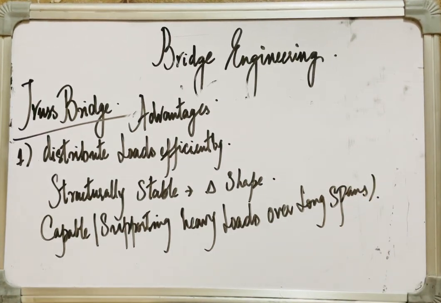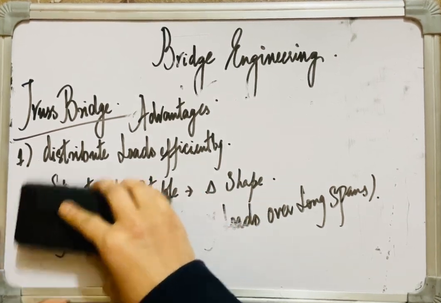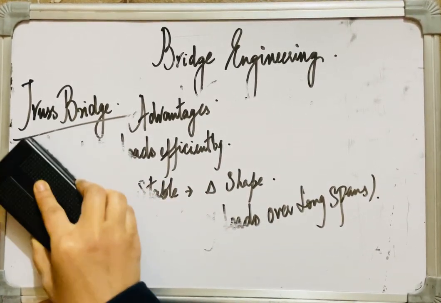So this is the first advantage of a truss bridge: because of their triangular shape, they are structurally stable and capable of supporting heavy loads over long spans, and they have a very good ability to distribute loads efficiently. Let's go and study the next one.